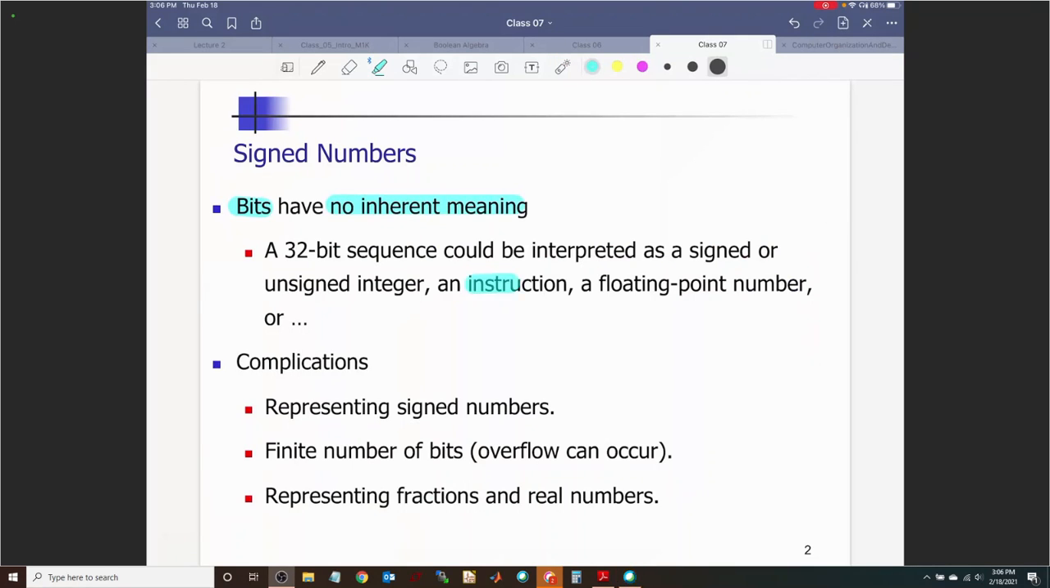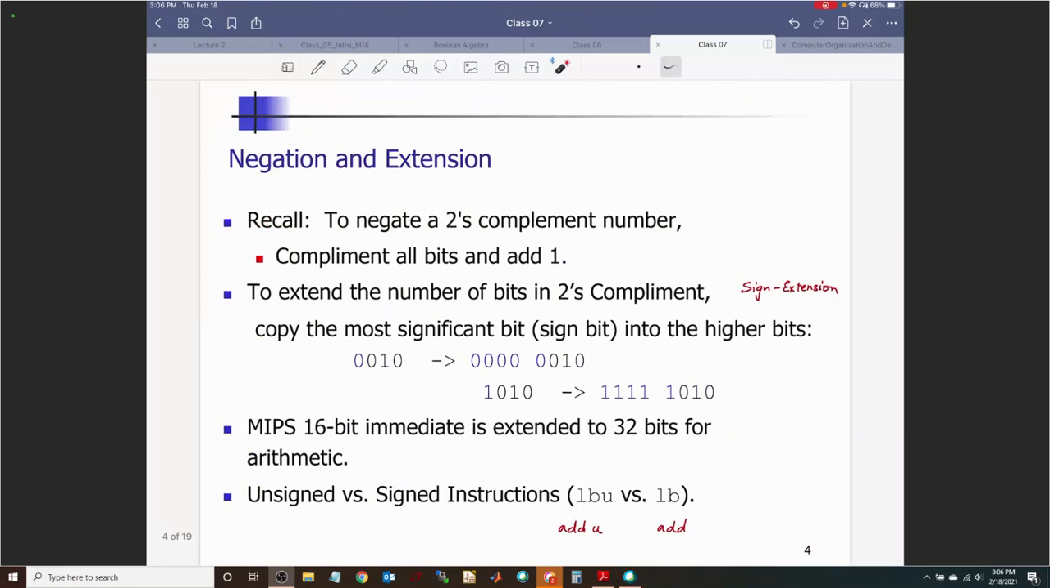And if you look at the instruction or the unsigned instruction, what kind of instruction is it? Is it unsigned? Is it signed? We need to have separate instructions so that we have a unique opcode for unsigned versus signed instructions.